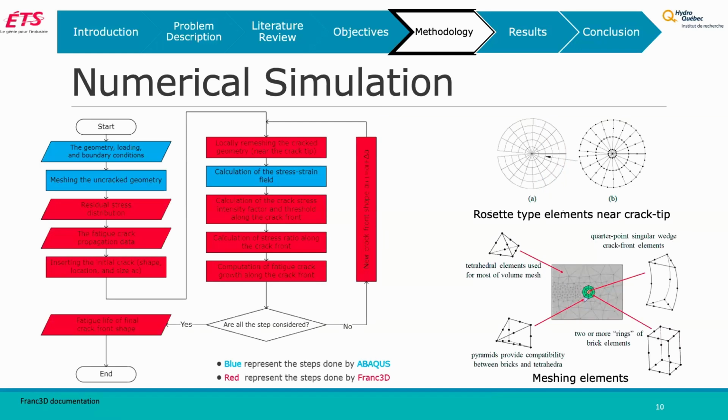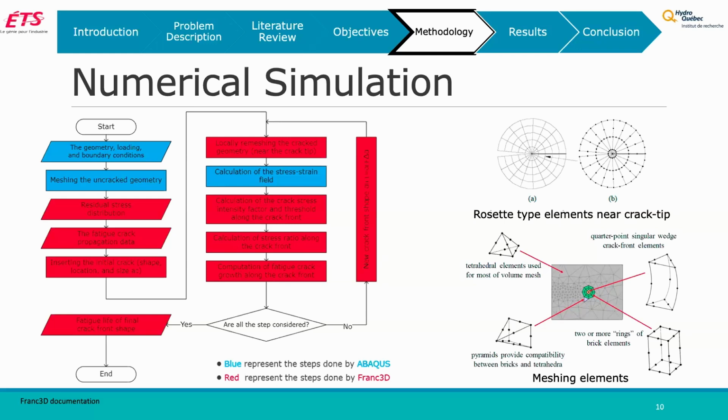For the numerical simulation of this project, I mainly used this flow chart. First we have the geometry, loading and boundary conditions, and then I inserted the parameters that I measured to explain the residual stress distribution and the fatigue propagation data. Then we insert a loop where we locally remesh near the crack tip. Then we calculate the stress, and based on that, we can calculate the crack stress intensity factor. And finally, we can compute the fatigue crack growth rate along the crack line. And we repeat this procedure until all the steps are considered.